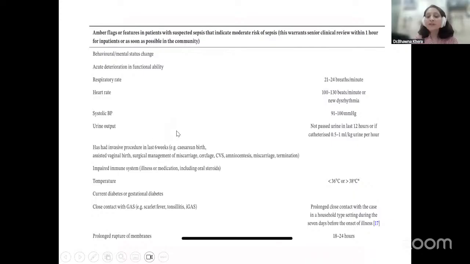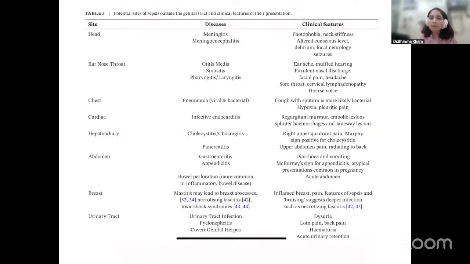So now, doctors, this basically requires clinical review, senior clinical review within 1 hour in the patients who are inpatients and as soon as possible in the community. Features according to what site is affected, then this is the chart, right? It seems more cumbersome, but it is not. We already know what kind of signs we can expect in these patients who are having this kind of problem, right?